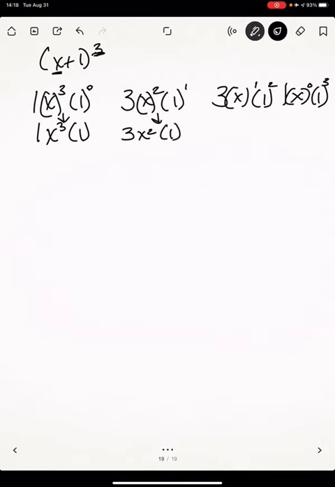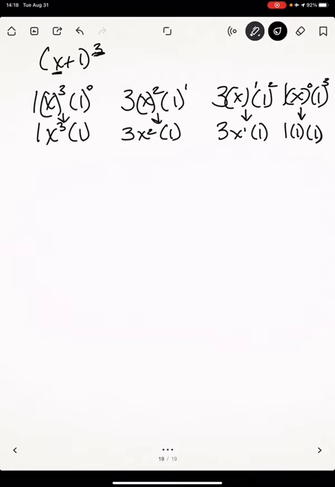Do the same thing for the third term. We're going to write 3x to the 1, because that was our 1, and then 1 squared is 1 times 1, which is 1. And then lastly, we have 1, and remember I told you any number to the 0 power will always be 1, and then 1 to the third power is 1 times 1 times 1, which is also 1.